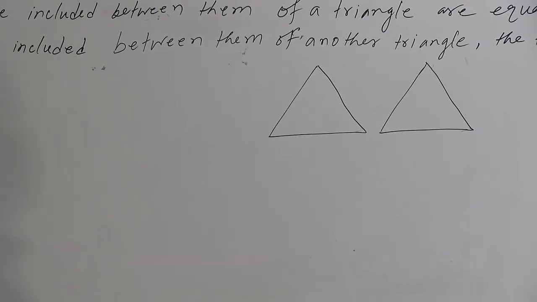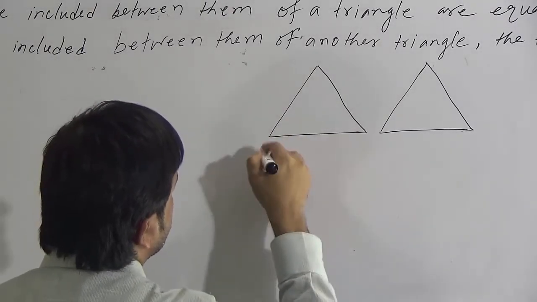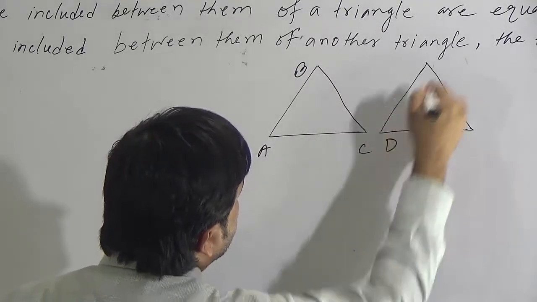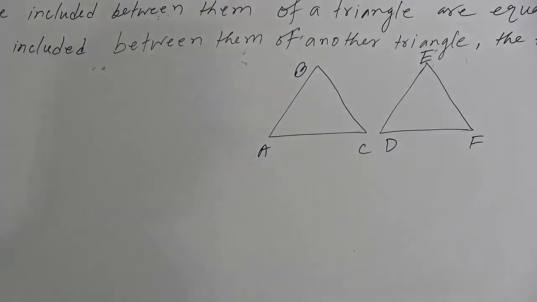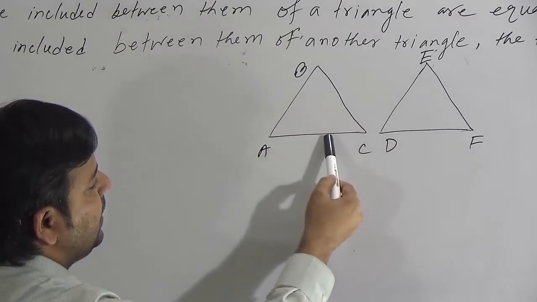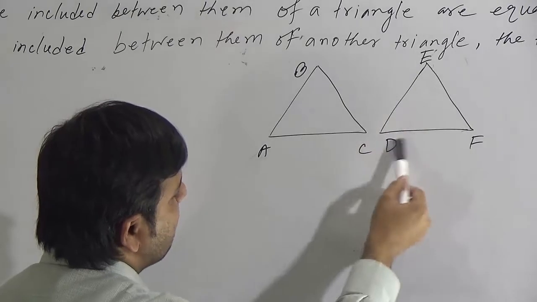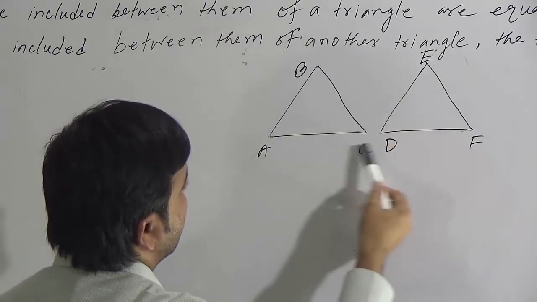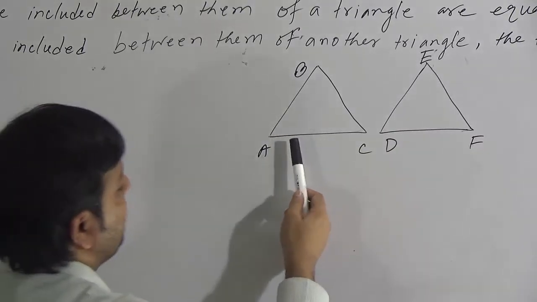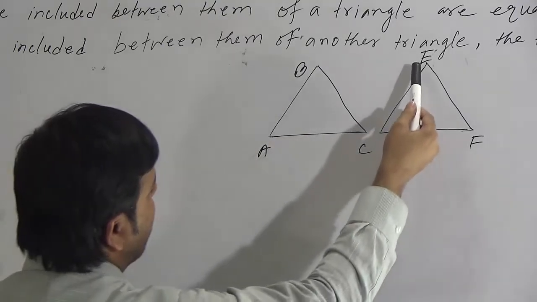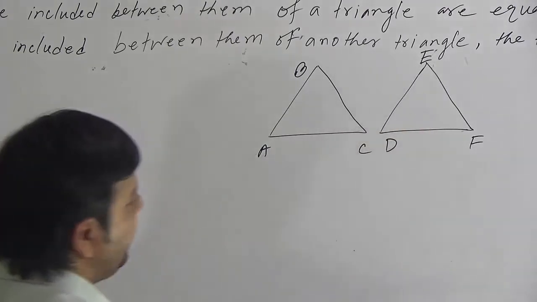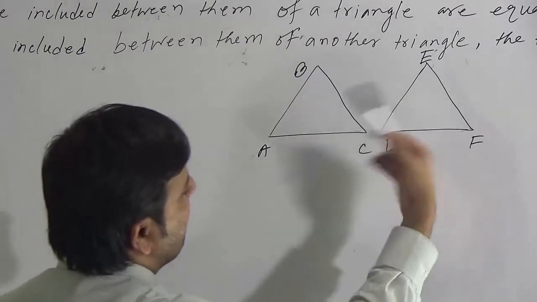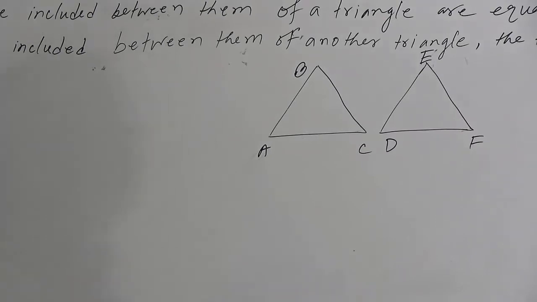So we need to prove that in this case the two triangles are congruent. Okay, dear students, let us see how we can prove. To prove this, at first we have to draw two triangles. Suppose ABC and DEF are two triangles. In these two triangles, AB equals DE and AC equals DF. The included angle of the sides AB and AC is angle BAC, and the included angle of the sides DE and DF is EDF. If angle BAC and EDF are equal, then we need to prove these two triangles ABC and DEF are congruent.